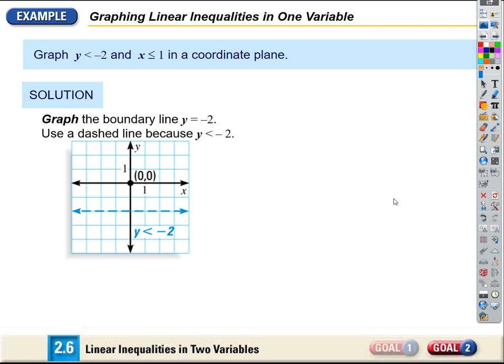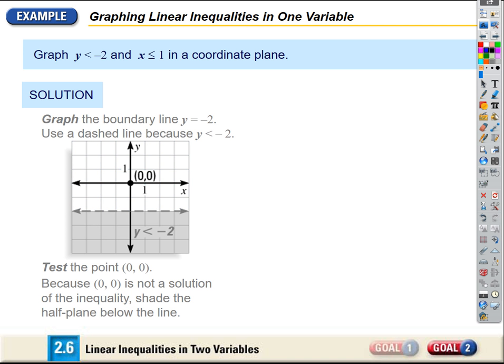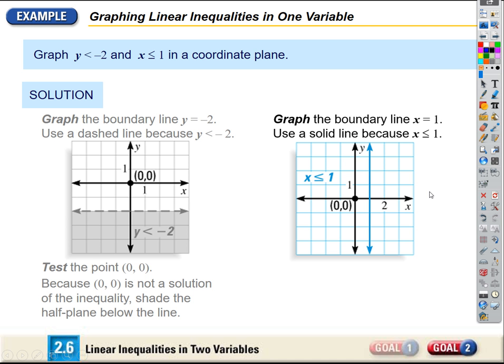So here's my question to you though. Because I want you guys to be really efficient and good with this stuff. Do we even need to test a point here? We don't really, do we? We can see that on the y-axis, y is less than means down. So we just shade below that line. Similarly, if we graph x is less than or equal to 1, well, there's the vertical solid line that's the boundary. Which side am I graphing, left or right?